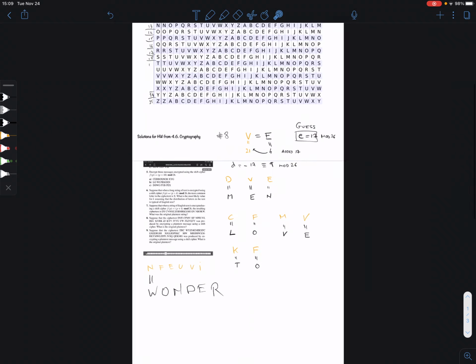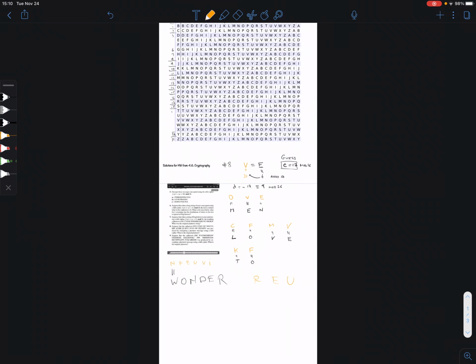So the next word that we have to decode, let me write it up. R-E-U. The way to do it is you take the value of R, which is 17, add 9 to it, that's 26, which is 0, which is an A. So this, we know, becomes A. But using this table, we can see it much quicker.